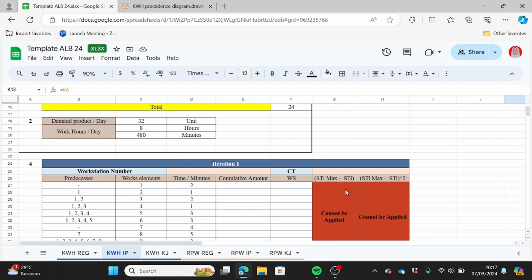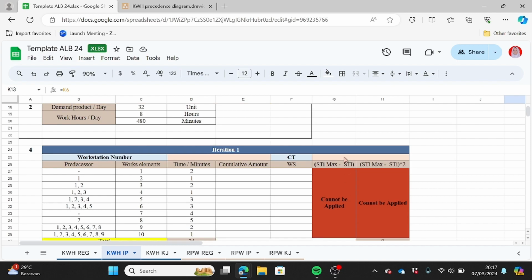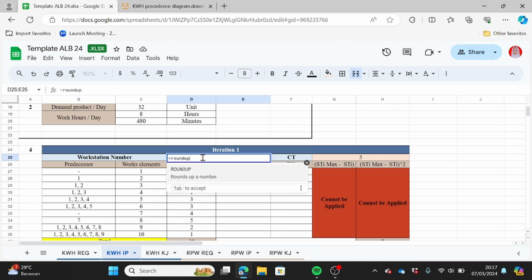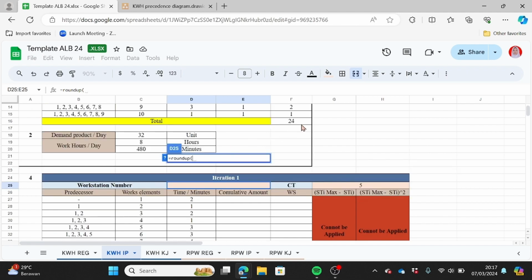First, for the 5-minute iteration, for determining the number of workstations, the formula is round up total time per cycle time. Okay, we will have 5 workstations.